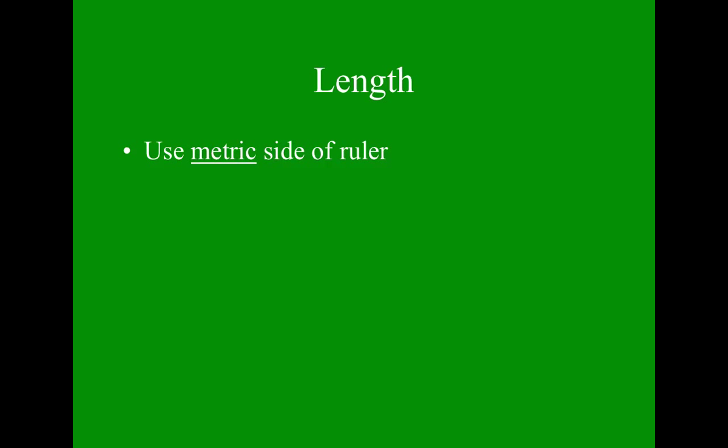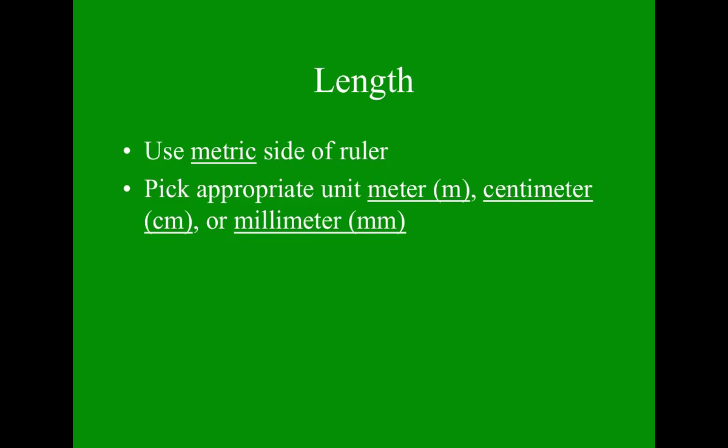And if you look at the metric side of the ruler, the numbers on there represent the centimeters, and the little divisions in there represent the millimeters. There are 10 millimeters for every centimeter, and on a meter stick, we also have 100 centimeters for every meter. You need to make sure that you are using the appropriate unit, whether that's a meter, a centimeter, or millimeter, to record your measurements. And that's just going to depend a little bit on what you're actually measuring.